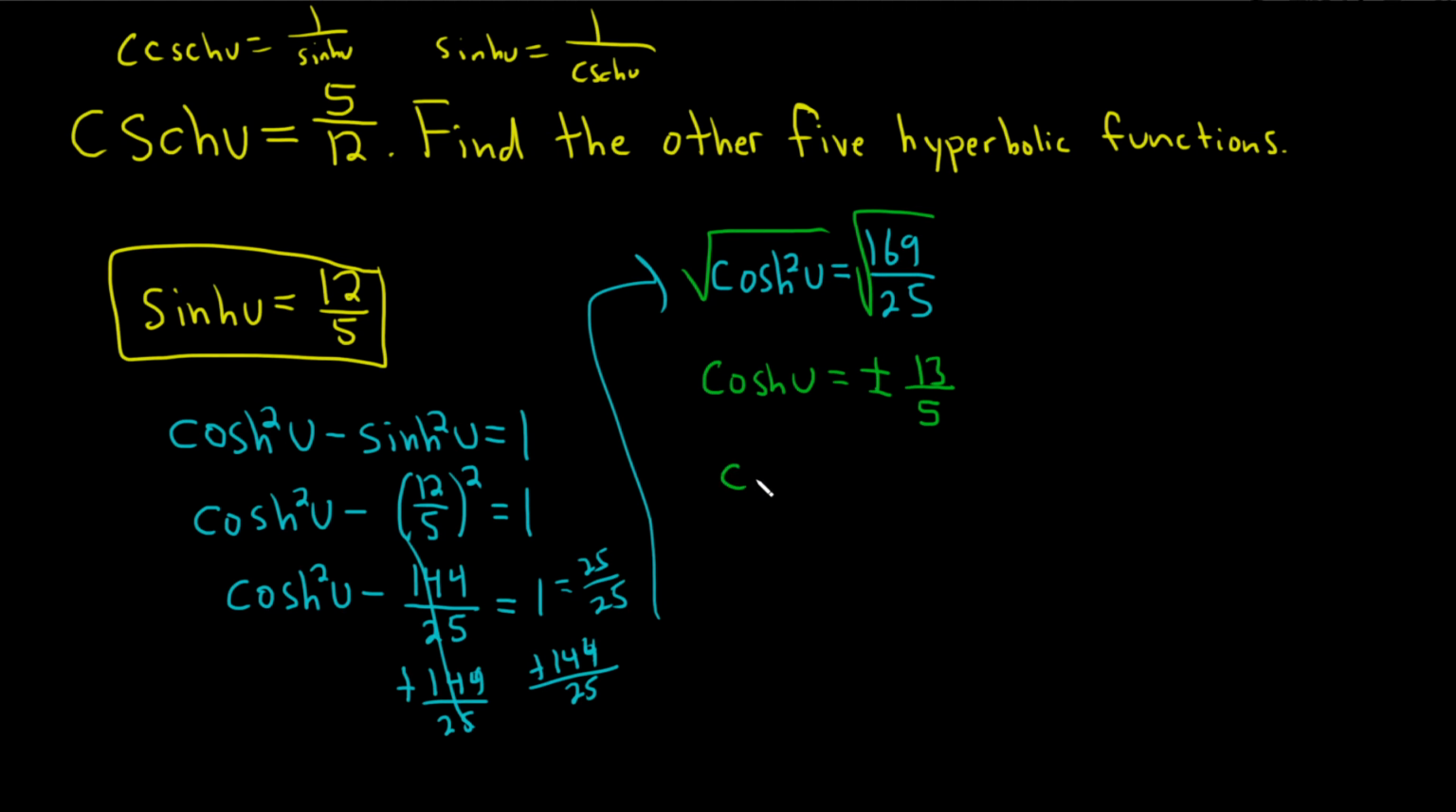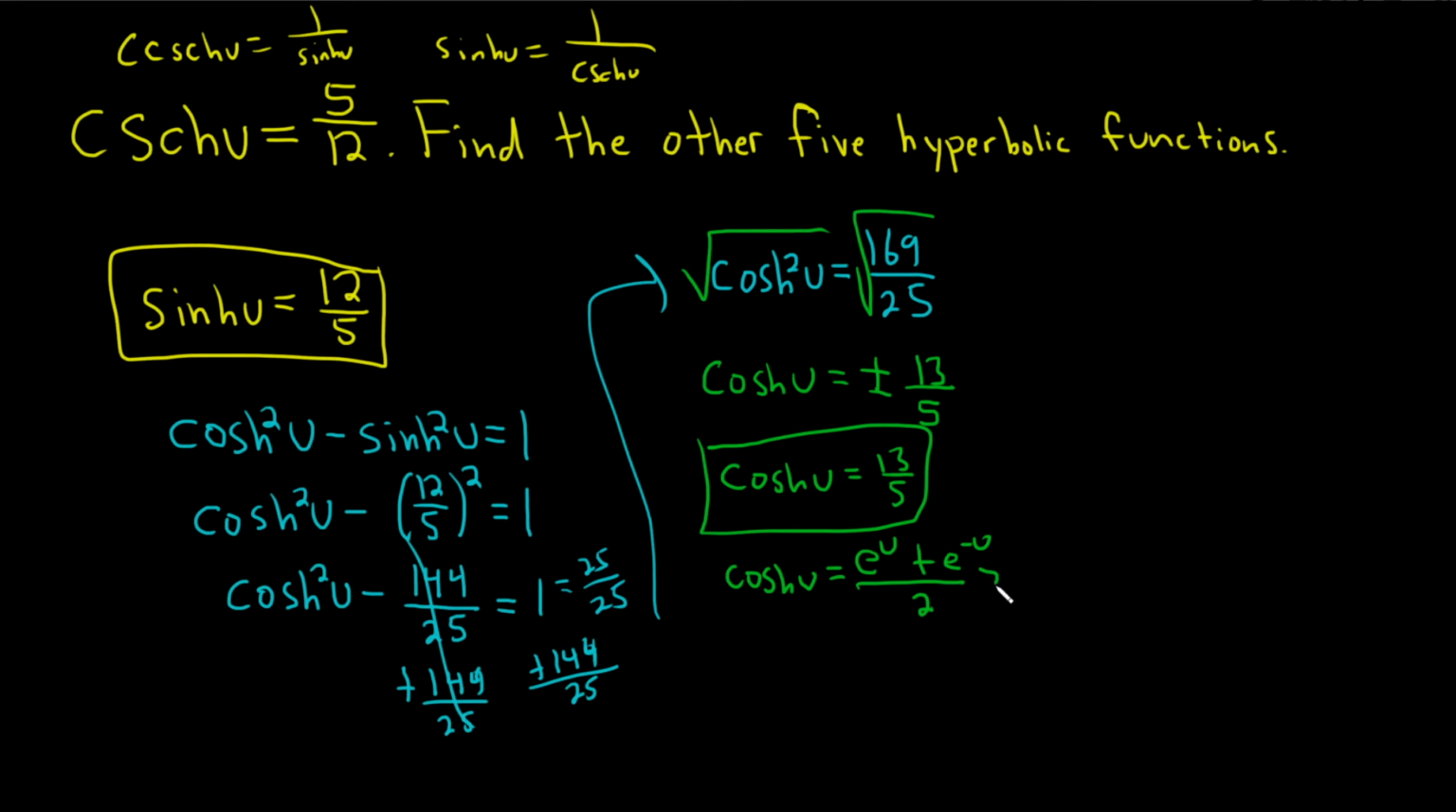So this is positive. You'd say, well, why? It's because hyperbolic cosine can only be positive. Recall the hyperbolic cosine of u is equal to the average of e to the u and e to the negative u. So you add them up and divide by 2. These are both positive, so positive plus positive is positive, divided by positive. It's all positive. So it's not negative. Now that we have these, we can pretty much do anything. Let's do the hyperbolic secant of u, since that's the reciprocal of this answer. So you just flip it, and that will be 5 over 13.